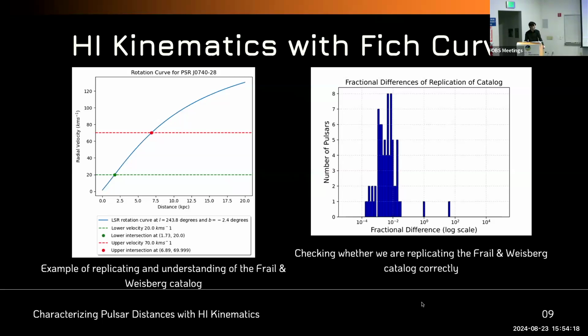On the right, you see a little histogram of the fractional differences between the distances that we derived compared to the catalog. If we have a low fractional difference, that means we're understanding how to actually calculate these H1 kinematic distances and replicating the catalog correctly.